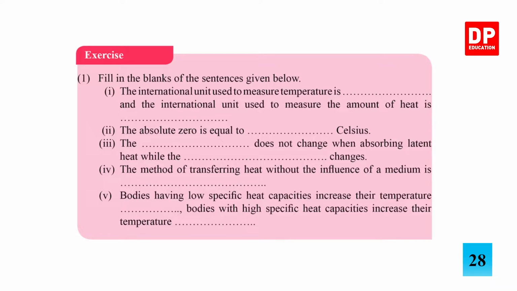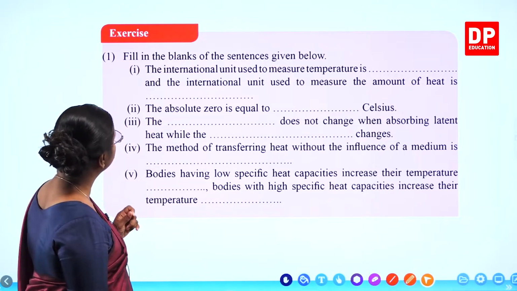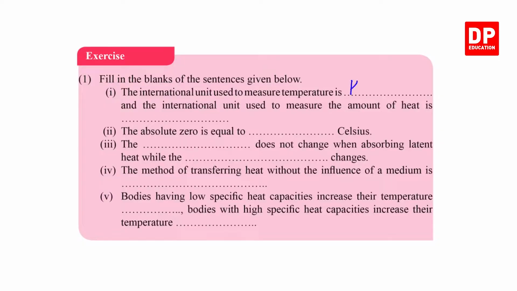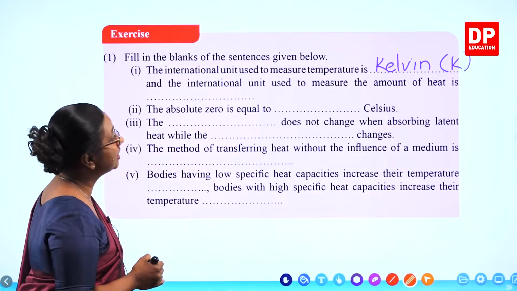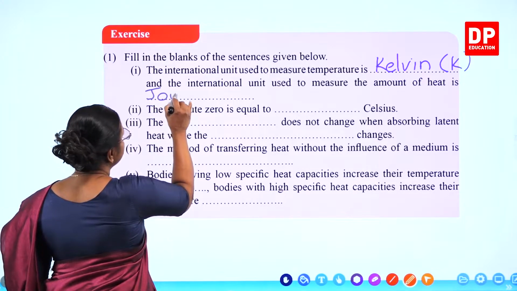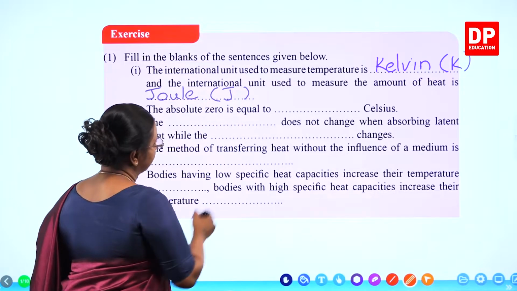Fill in the blanks of the sentences given below. So the first sentence, the international unit used to measure temperature is what? It is Kelvin. So here we can write it as Kelvin, or else you can write the symbol capital K. That is the unit. And the international unit used to measure the amount of heat is what? Joules. And that is written as Joule. Or again you can write the symbol capital J.